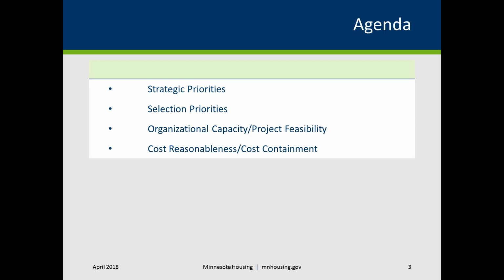Minnesota Housing evaluates applications for consistency with agency strategic and selection priorities. It also considers organizational capacity, project feasibility, and cost reasonableness, cost containment. In this tutorial, I will provide an overview of each of these topics.